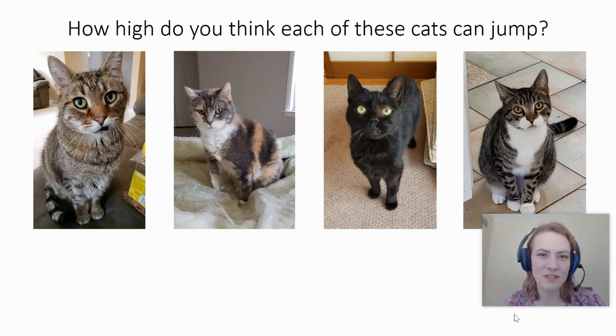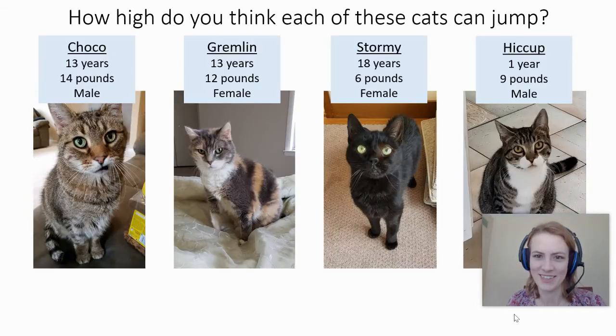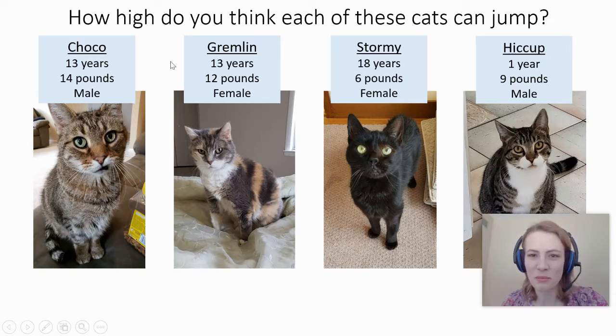Well, wouldn't it be nice to have some more information about each cat? Here are a few of their stats. So now that we have some information on their ages, maybe you would want to refine your estimate. The black cat Stormy is my old lady at about 18 years old. So maybe at that advanced age, she's not able to jump as high anymore. Likewise, Choco and Gremlin are both a little on the older side as well, whereas Hiccup is only 1 year old.